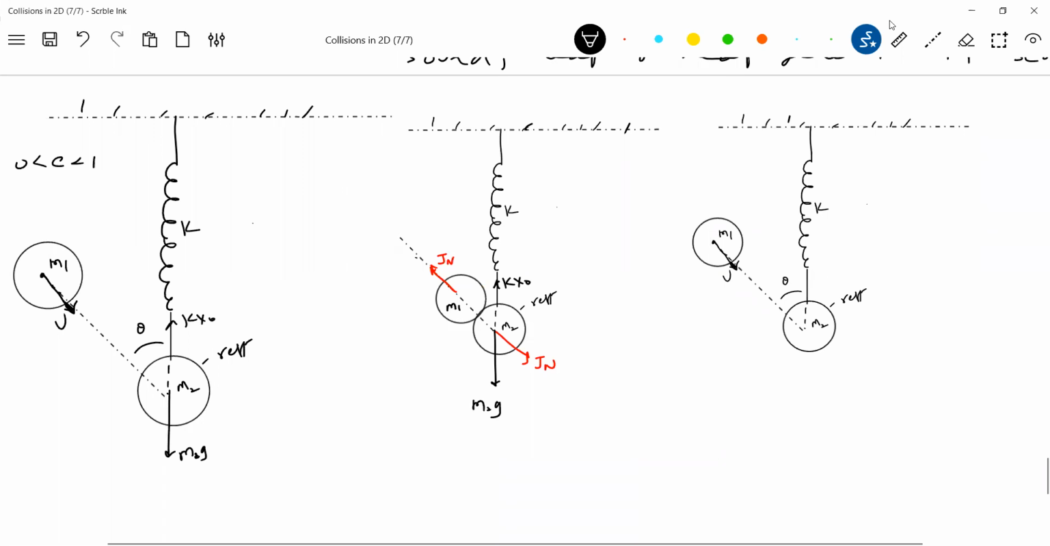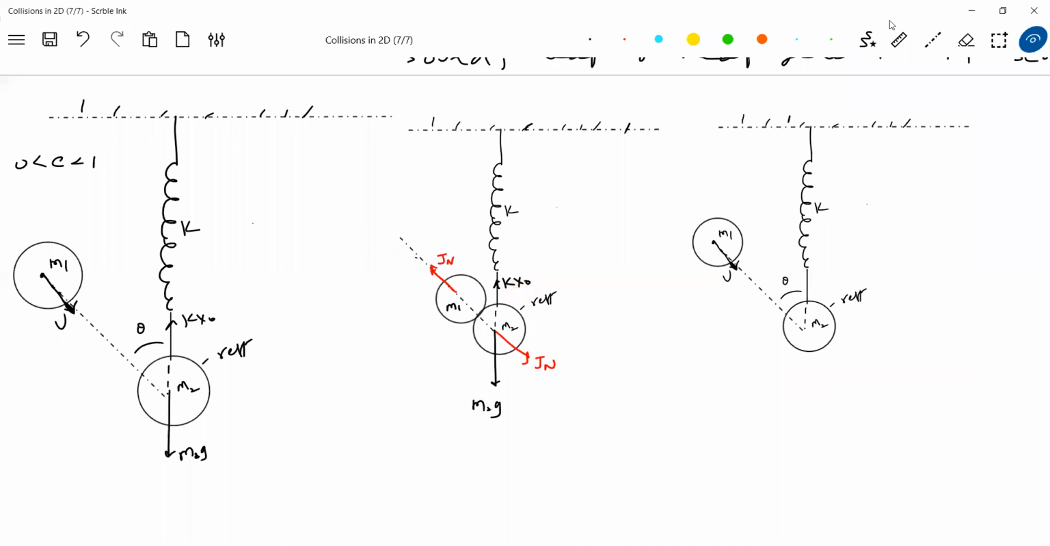So what is the net impulse along? Will there be any impulsive spring force? That's my question. The answer is no. What happens when the spring force will change? Only when M1 loses contact from M2. When M1 loses contact from M2 and starts moving up, it will acquire velocity, no? So as such, impulsive spring force will be 0.